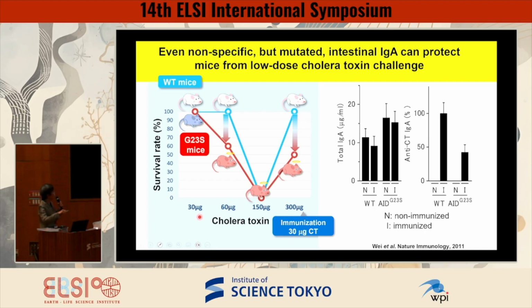And indeed, if we check the feces to see whether anti-cholera toxin IgA is detected or not, there is no detectable anti-cholera toxin IgA. But still, the wild-type mice can survive. Why? Because they have a large IgA repertoire because of somatic hypermutation, and some of them are cross-reactive to the cholera toxin, so they can survive.